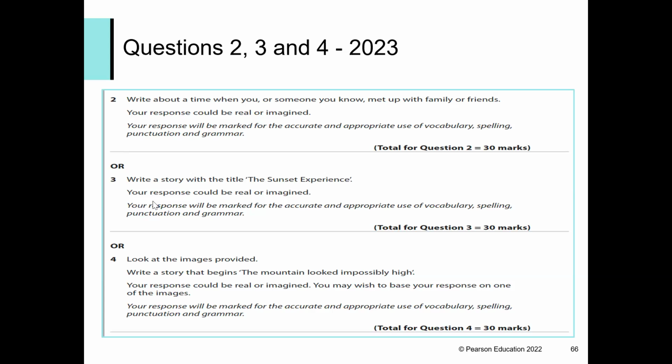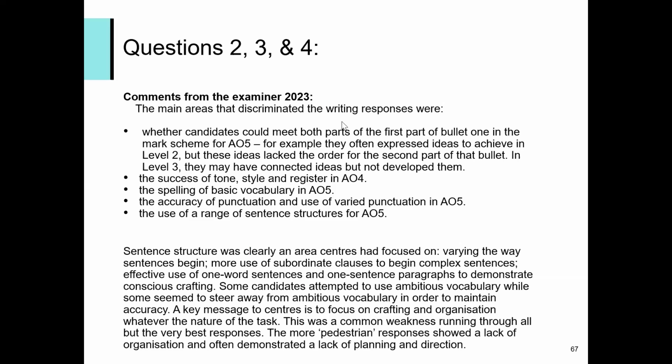So comments from the principal examiner said that the main areas that discriminated the writing responses were whether candidates could meet both parts of the first part of bullet 1 in the mark scheme for AO5. So it's about expressing ideas to achieve in level 2. In level 3, that the connected ideas not developed, successful tone, style, and register, spelling is basic, those kind of things.